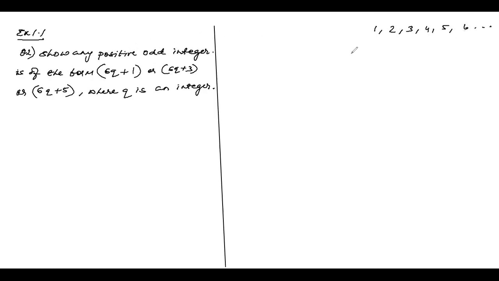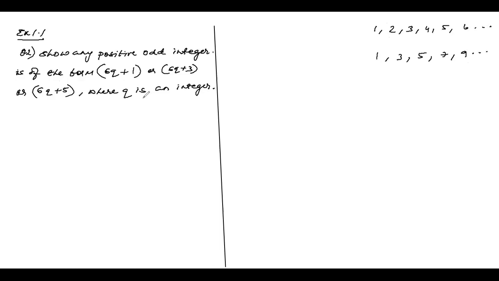Got it? Now, उसमें odd integers कौन सा है? The numbers which cannot be divided by 2 are called odd integers. So 1, 3, 5, 7, 9 goes on. Now, all these numbers are in the form of 6q plus 1 or 6q plus 3 or 6q plus 5. That is what you have to show. All these odd integers are in the form of 6q plus 1, or 6q plus 3, or 6q plus 5.